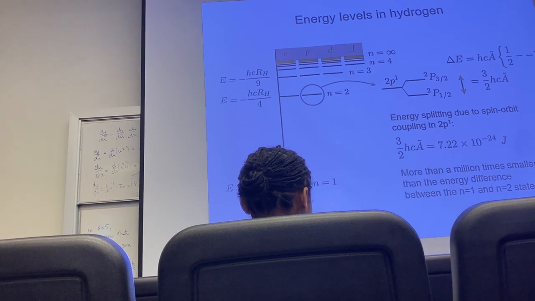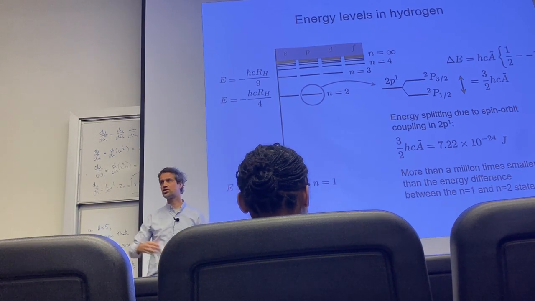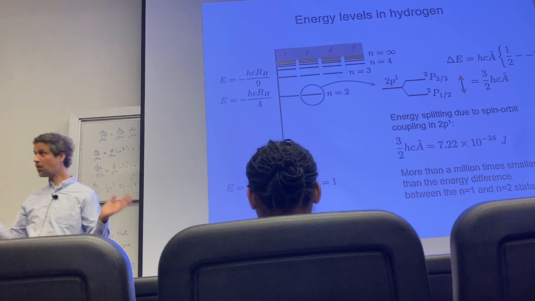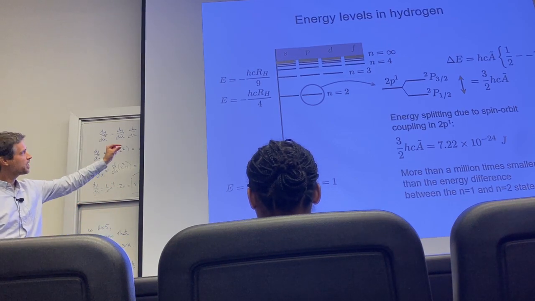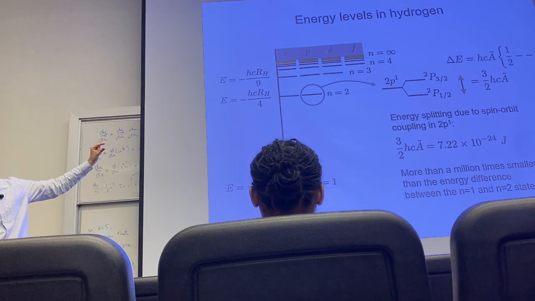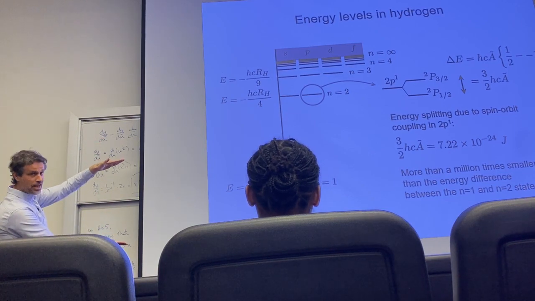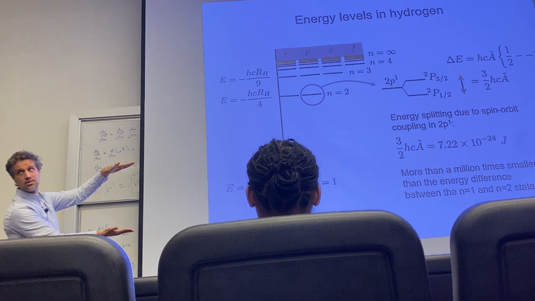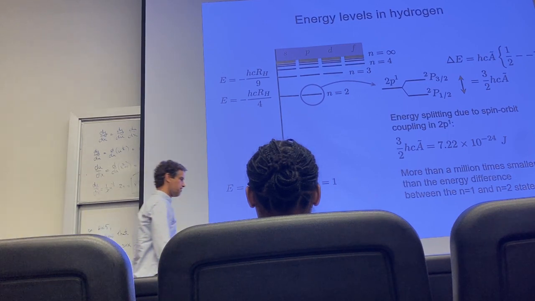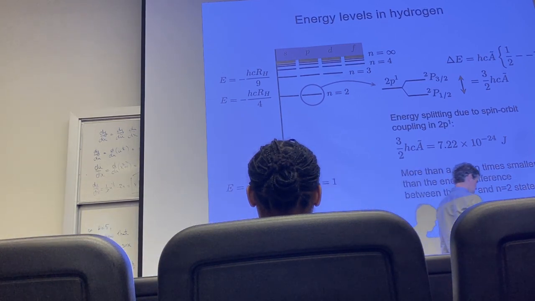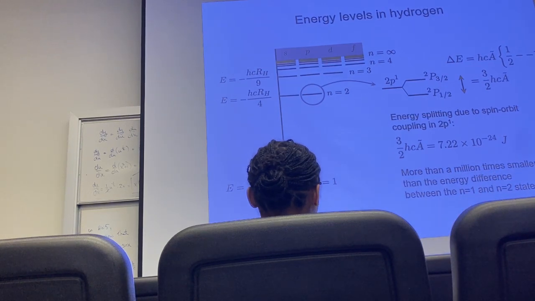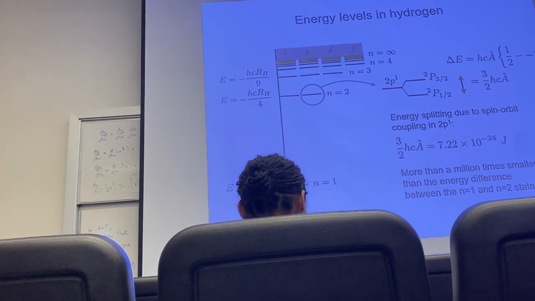That is a lot smaller than the transition energy from n equals 1 to n equals 2, which was of the order of 10 to the minus 18. This is 10 to the minus 24. There's 6 orders of magnitude in between. That means 1,000,000 times smaller. So that splitting energy there is 1,000,000 times smaller than the energy difference between state 1 and state 2. Okay? What does that mean? It basically means that it's basically insignificant. Okay? It's very tiny.